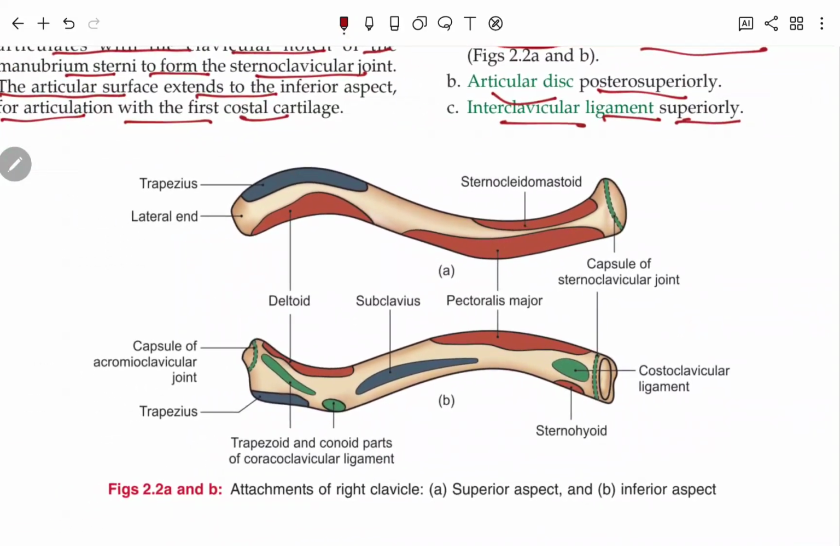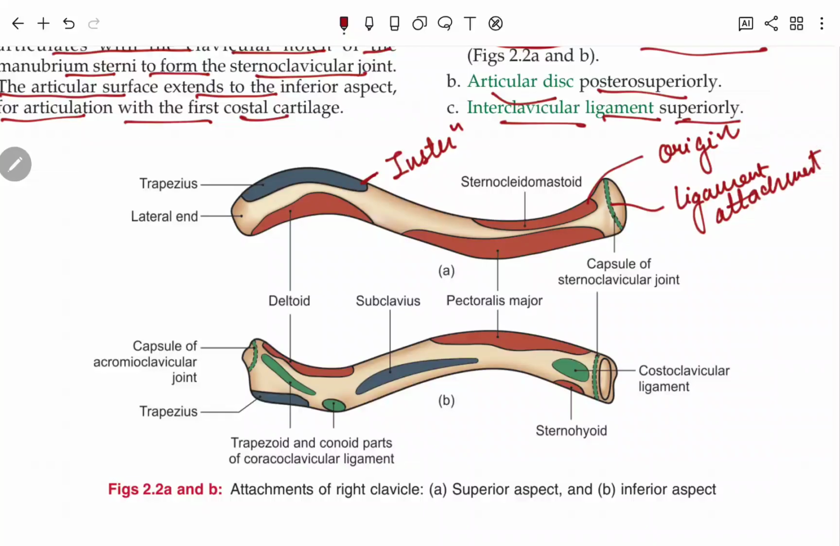Now in this figure, what's the difference between all the colors? Why is this red, why is this blue, why is this green? We need to get through it. The blue part tells you about the insertion of the muscle. Blue part is insertion, and the red part is where the origin of the muscle is. The green part gives the ligament attachment.